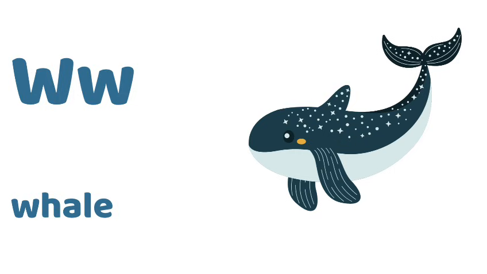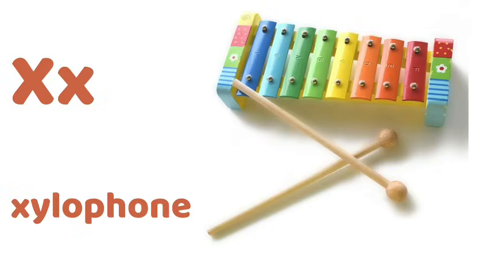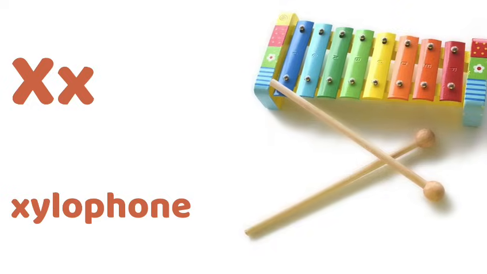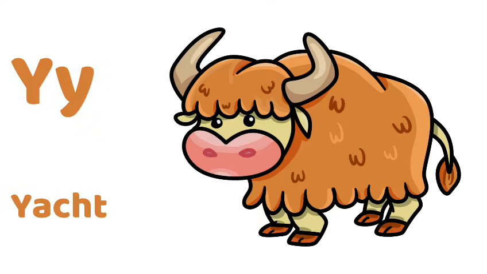X is for X-ray. X-ray. X is for xylophone. Xylophone. Y is for yacht. Yacht. Y is for yak. Yak.